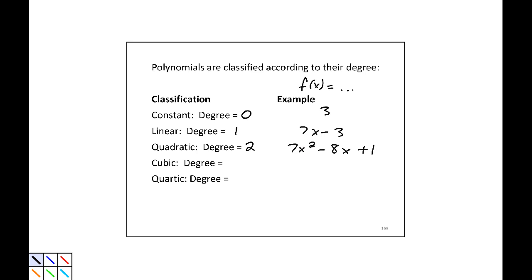A cubic has a degree of 3. And my example for that is negative 4x cubed plus x minus 5. Again, the highest exponent there is a 3 because it is a cubic. A quartic has a degree of 4, and my example for this one is 17x to the 4th. They could have more terms, but they don't necessarily have to. As long as the highest exponent is 4, it's a quartic. If the highest exponent is a 2, it's a quadratic, etc.